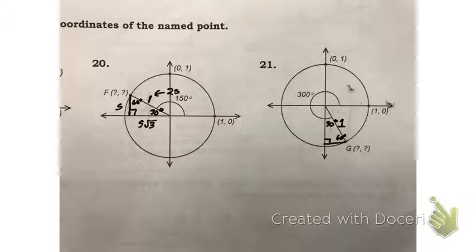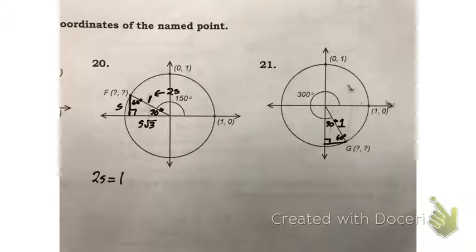Yes? How do you get like the coordinates of G? Okay, so let's get the coordinates of F. So if I'm getting the coordinates of F, 2S equals 1.